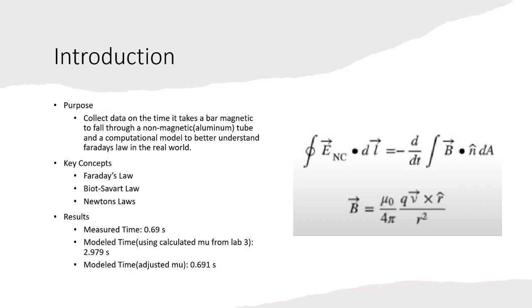And a quick preview of the results, we measured the time to fall through at an average of 0.69 seconds. The modeled time using a dipole moment from lab 3 was 2.979 seconds, and when we adjusted that mu value, we got the computational model to put out 0.691 seconds.